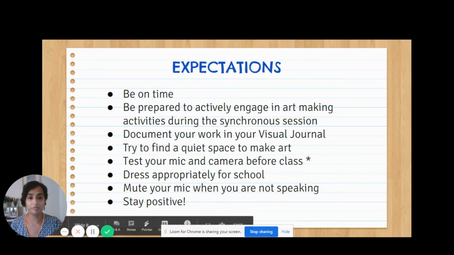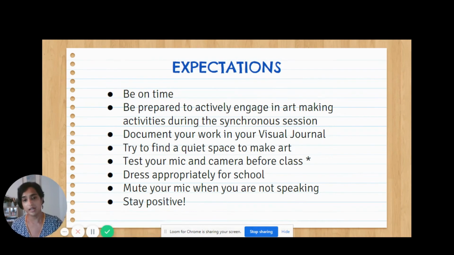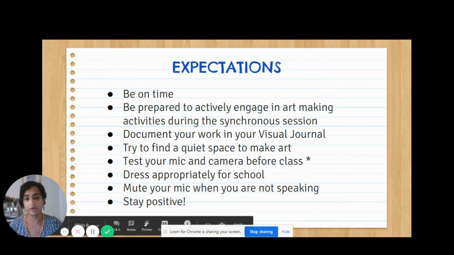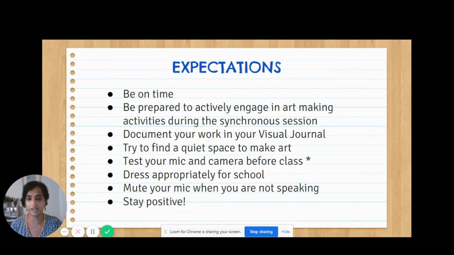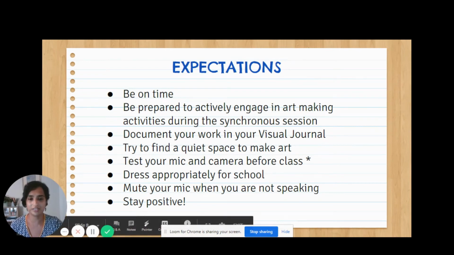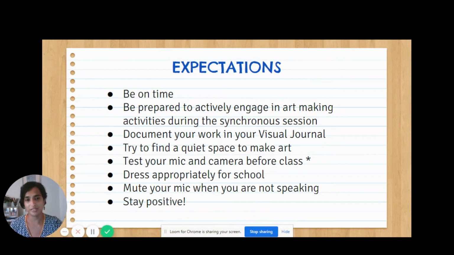Test your mic and camera before class starts to make sure that it's working, and make sure students are dressed appropriately. We're going to encourage that they have their video on so that we can see them. It really helps to be able to see them when we're trying to get to know them and build that relationship. And above all, stay positive. Being an artist, being open-minded and staying positive is a really important element.